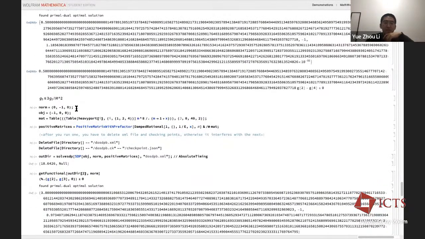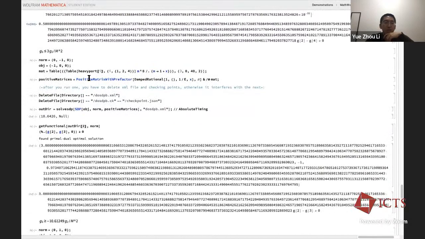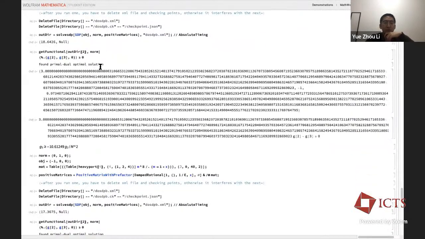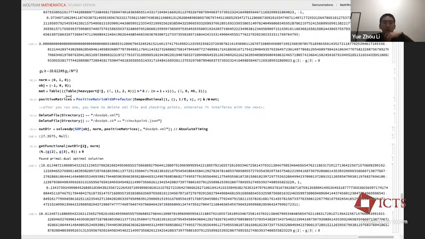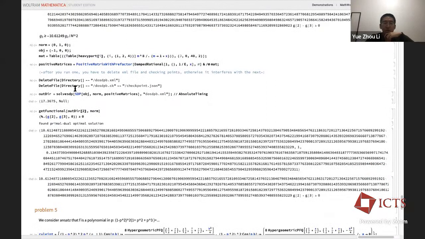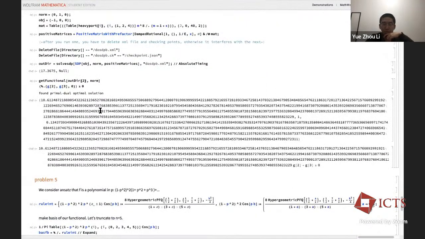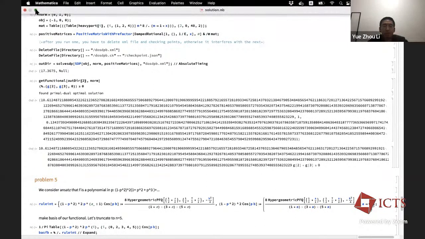I do the same thing, but give a different norm, different OBJ, and different matrix. And we throw it into SDPB and it gives the solution. And for this guy, it's the same. We give a norm, OBJ, matrix, and we throw it into SDPB, and SDPB will find a primal dual optimal solution. Yeah, that's all. So are there any questions for SDPB? No? Yeah, great.